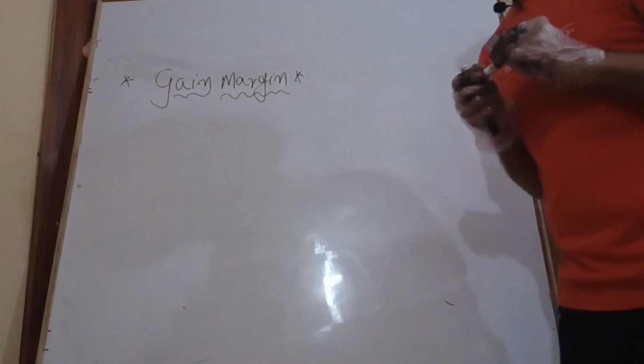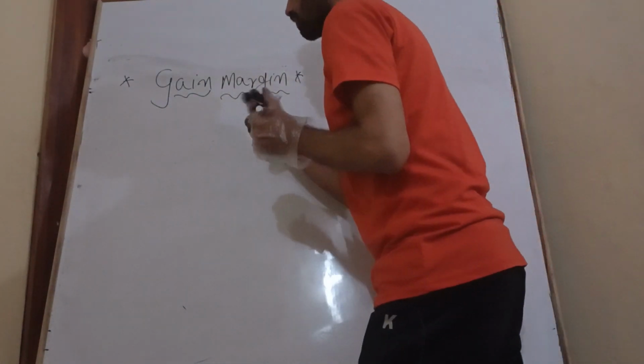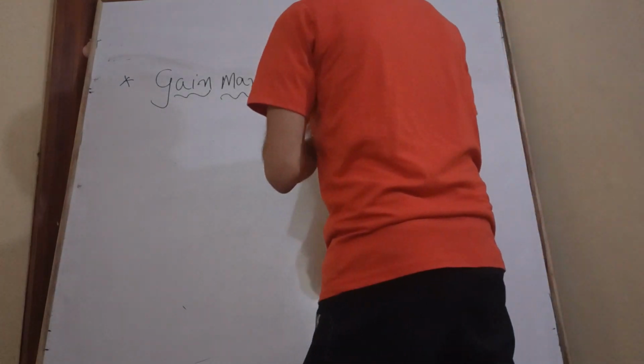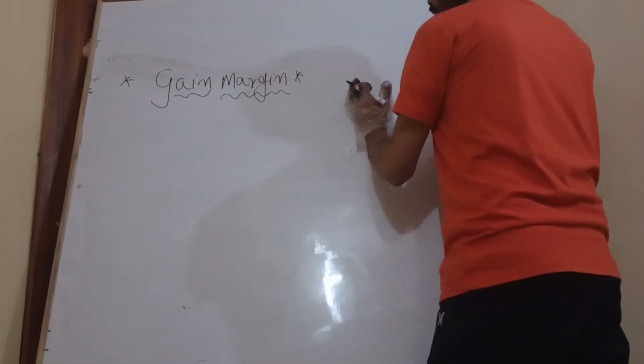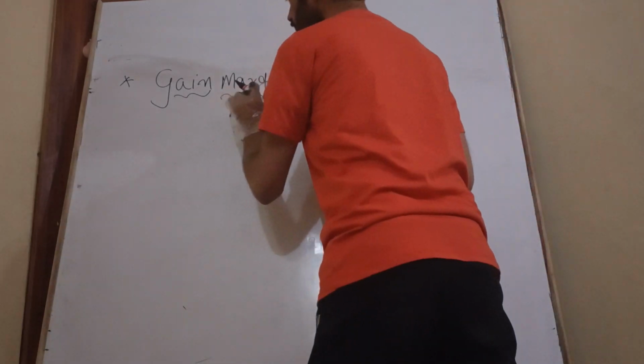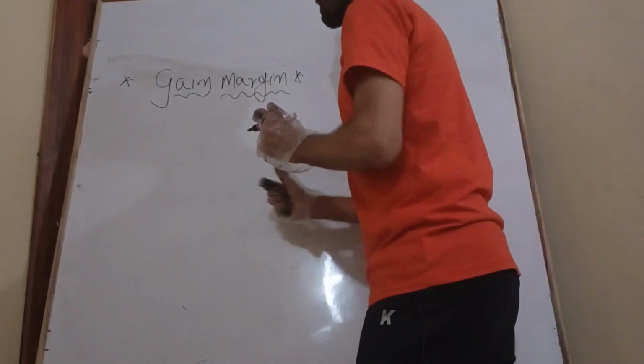So what is exactly gain margin? Gain margin of the system. If we have some system, an open loop system, what is actually the gain margin? Gain margin is nothing but, what is it?